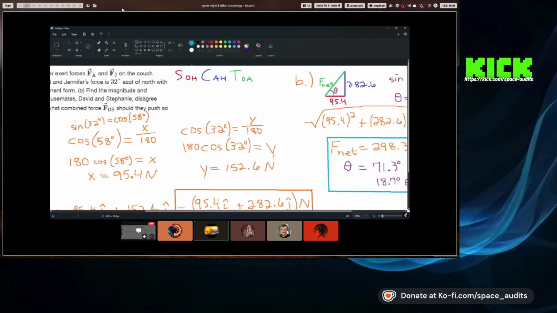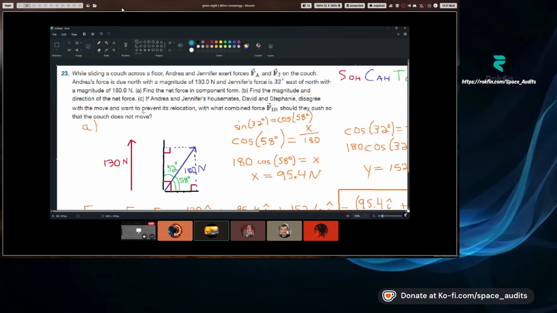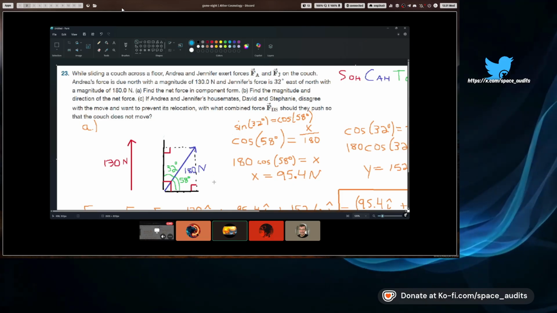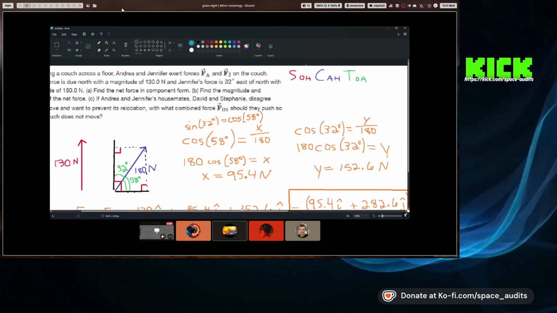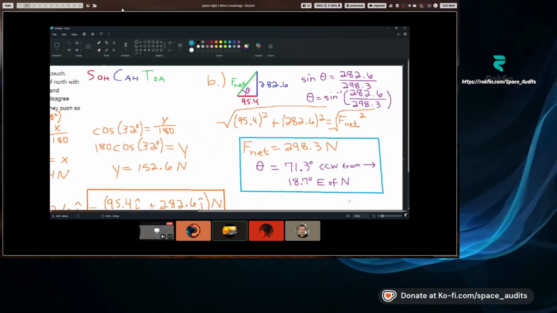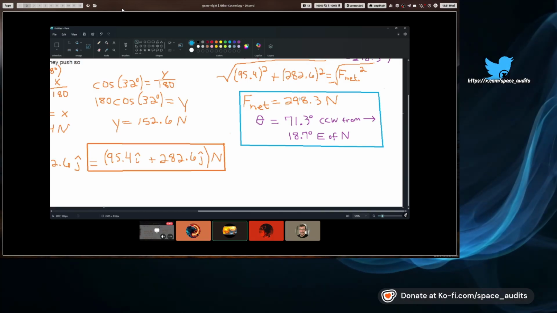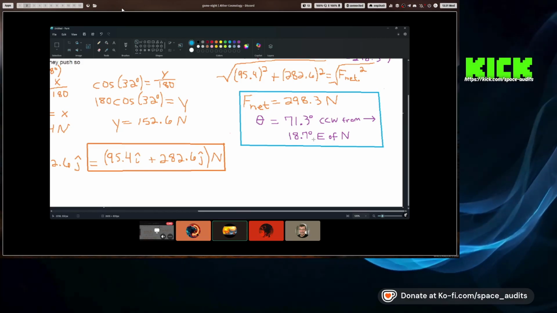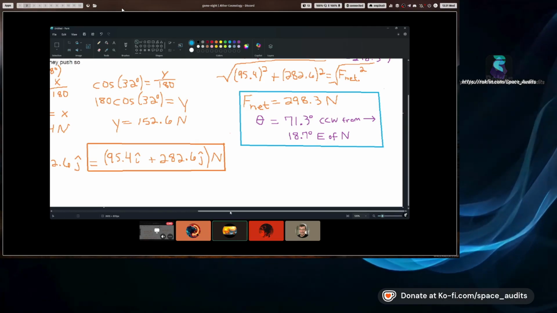And then what did it ask for C? If Andrea and Jennifer's housemates, David and Stephanie, disagree with the move and want to prevent its relocation, with what combined force should they push so that the couch does not move? Well, the combined force, what do you think it is, Alan? Just the same thing in the opposite direction. Absolutely. So it would be 298.3 newtons, and it would be 18.7 degrees west of south, right? Okay, so we've got our three answers.